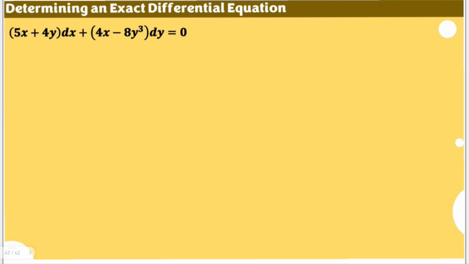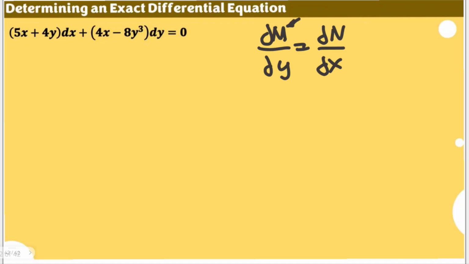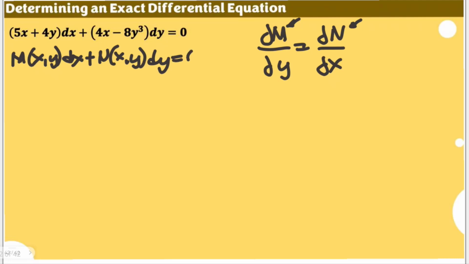To determine whether this is an exact differential equation or not, we need to establish this certain equation. The partial derivative of M with respect to y must be equal to the partial derivative of N with respect to x. In order for us to do that, we need to identify the function M and function N. This equation can be expressed in this manner: M of xy dx plus N of xy dy equal to 0.